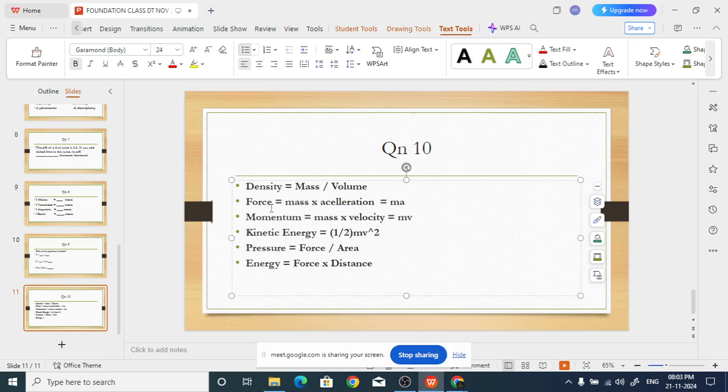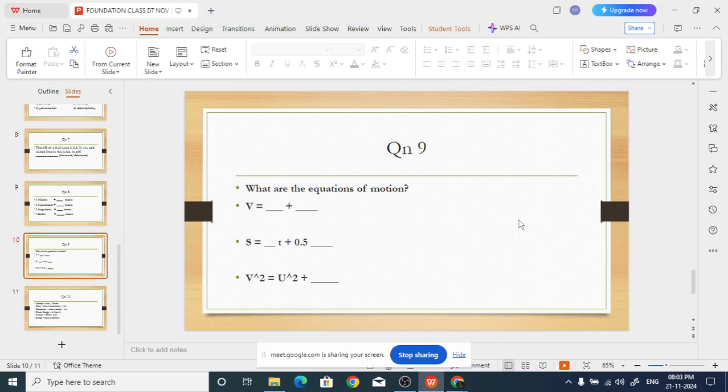So density equal to mass by volume, force equal to mass into acceleration, momentum equal to mass into velocity, kinetic energy equal to half mv square, and then pressure equal to force divided by area. Energy equal to force into distance. So this is question number 10. Let's go to question number 9.